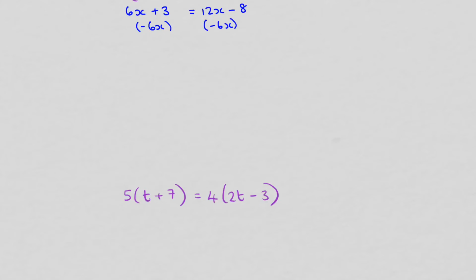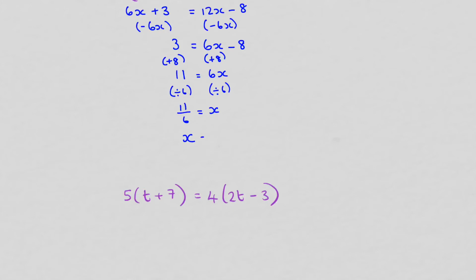So when we remove 6x from the left-hand side of our equation, we've only got 3 left. On the right-hand side, if we take away 6x, 12x take away 6x is 6x, and then we've still got a minus 8. So our next step would be to add 8 to both sides. So 3 add 8 is 11, and the 8 disappears from the right-hand side, so all we've got is 6x. Then divide by 6. You should be getting really used to this process now. So we've got 11 over 6, because 6 doesn't go into 11.